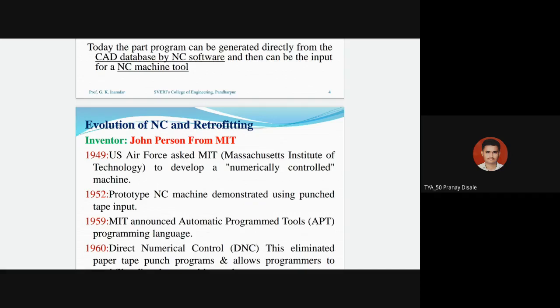Now, the inventor. Who is the inventor? John is a scientist, or inventor, from MIT. MIT is the Massachusetts Institute of Technology. That will definitely be asked in the MCQs, definitely. So keep in mind, and anyone please try the pronunciation of that.